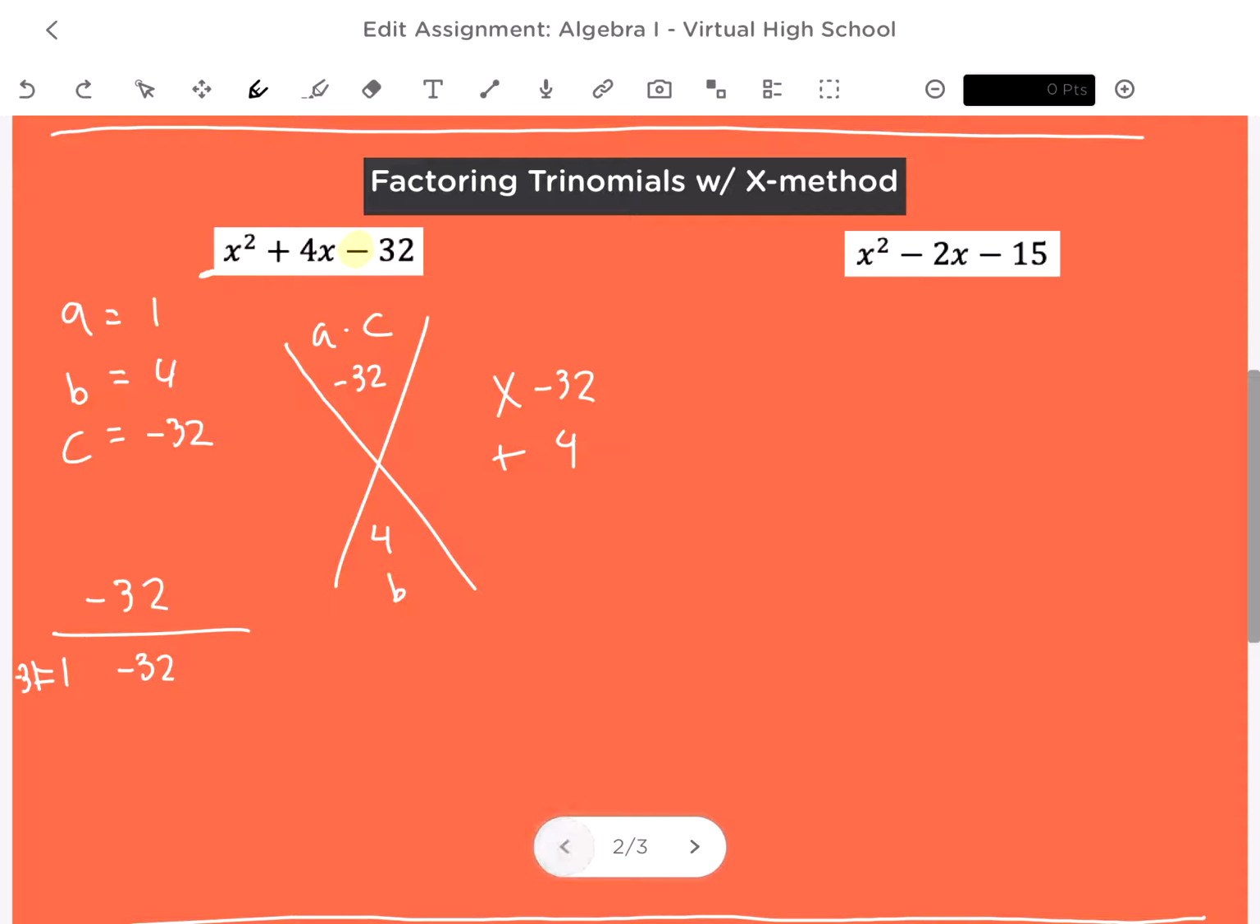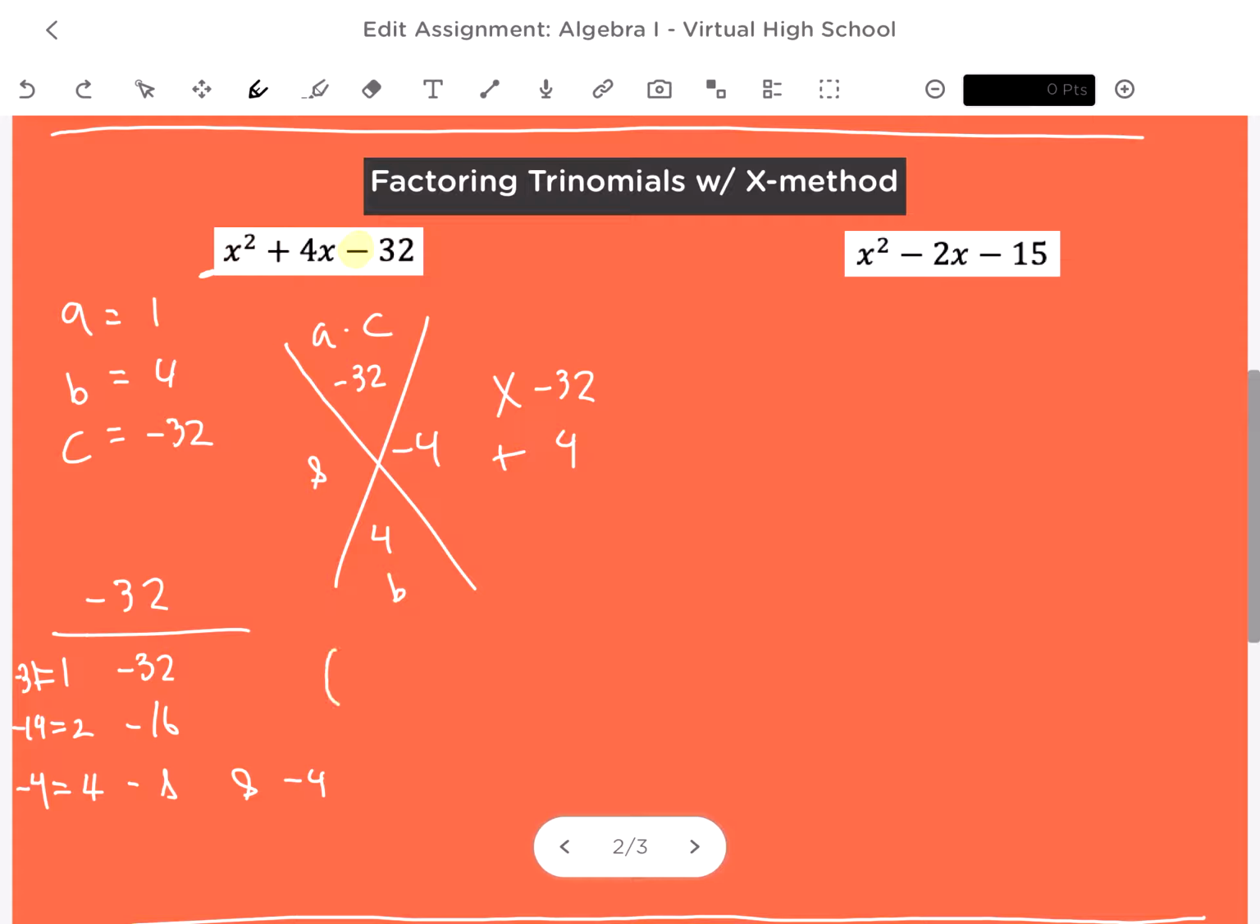That doesn't work. Let's do 2 and negative 16. That's going to be negative 14. That doesn't work. 3 and negative, well, 3 doesn't work, so we can't use 3. 4 and negative 8 gives you negative 4. So we're very close, but we've got to flip the signs. So instead of 4 and negative 8, we're going to do 8 and negative 4. Those are going to be my two numbers.